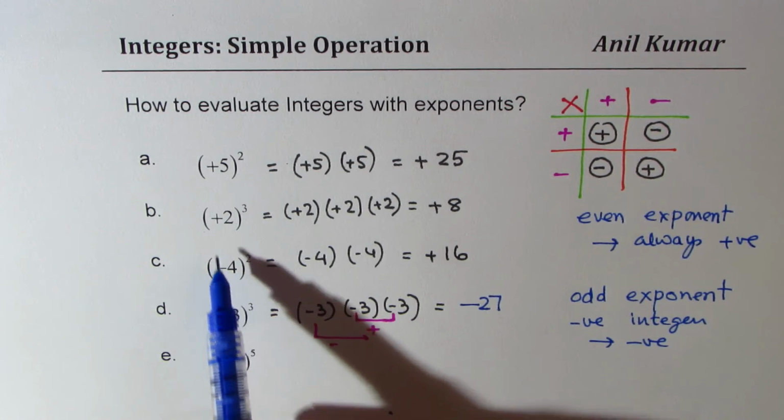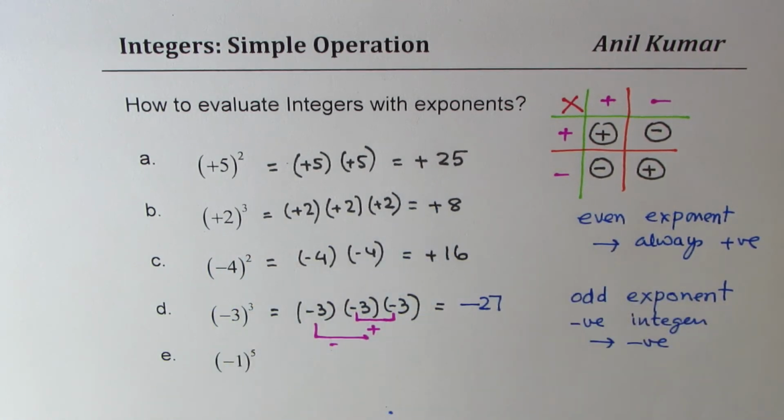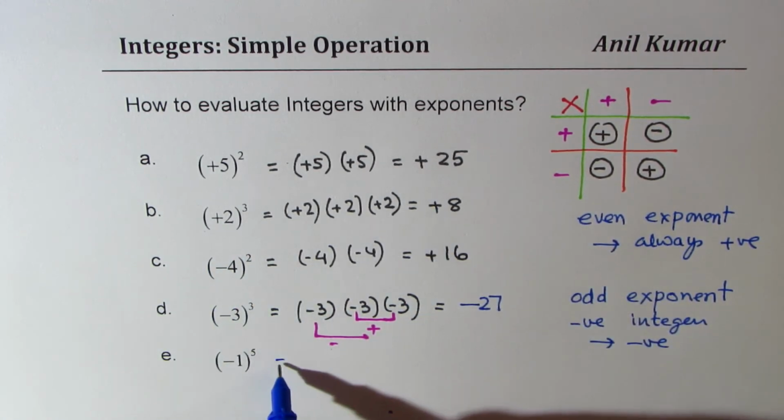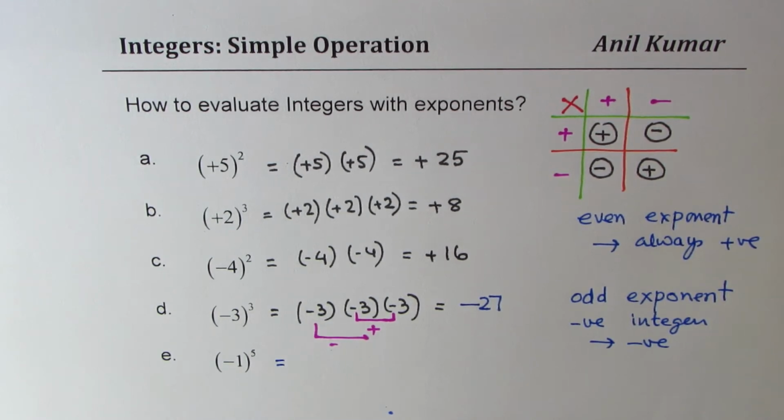So whether it was negative or positive, we got positive. So in the last case, what should I get? Odd exponent means negative. 1 times anything is 1, so we get negative 1. Do you see that? So in short, we could actually just check the exponent, even or odd, and get our answer. So here is a practice question for you.